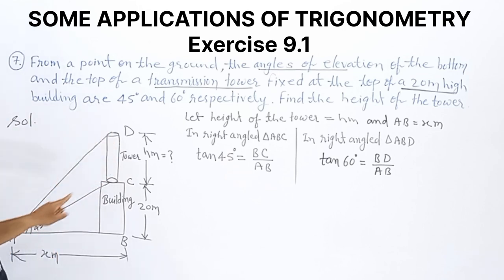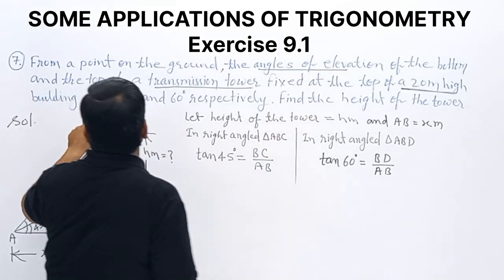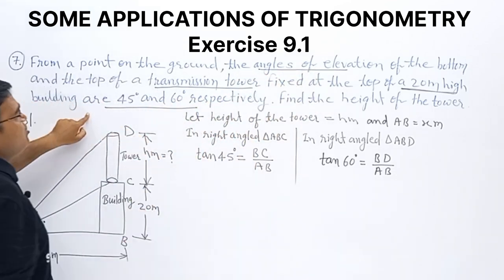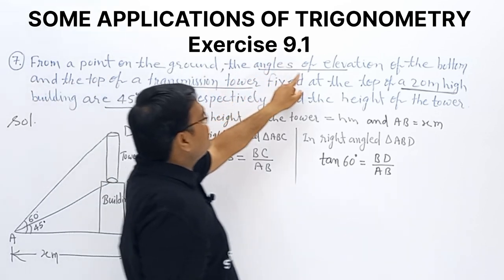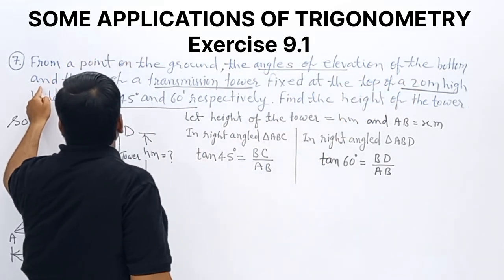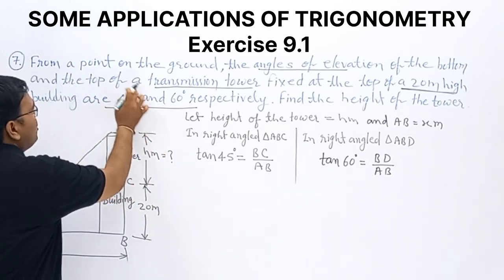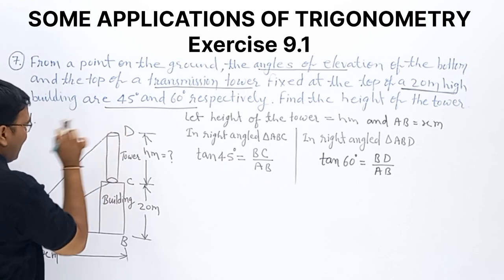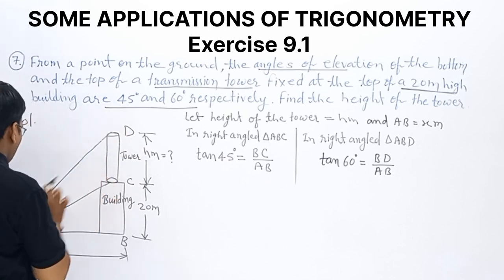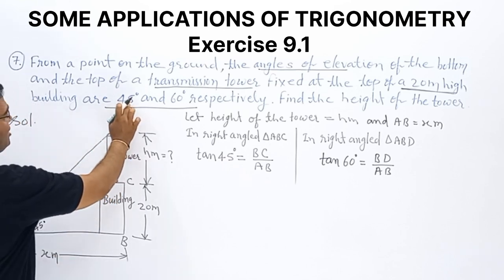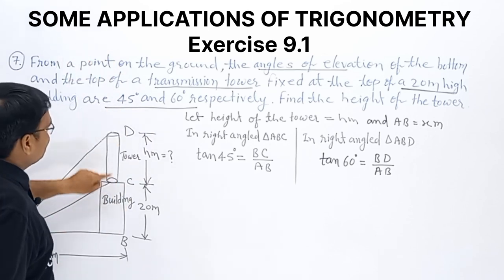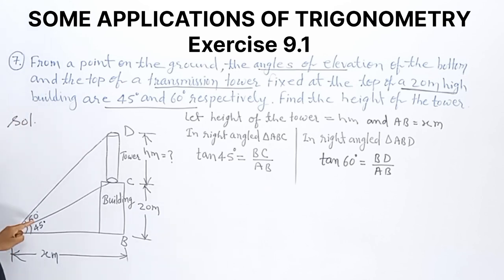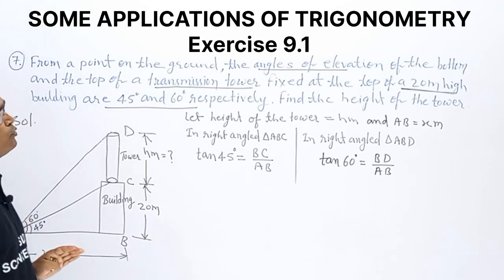And what about the angles? The angles of elevation are 45 degrees and 60 degrees respectively. This 45 is the angle of elevation of the bottom. This is the transmission tower, its bottom is here, and its angle of elevation is 45 degrees. It is given in the question. Now the tower top is here, and its angle of elevation is 60 degrees. Clear?